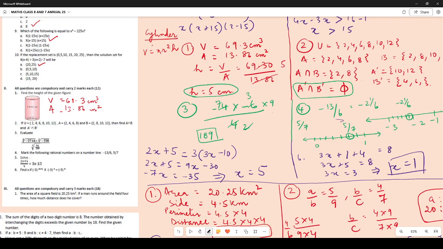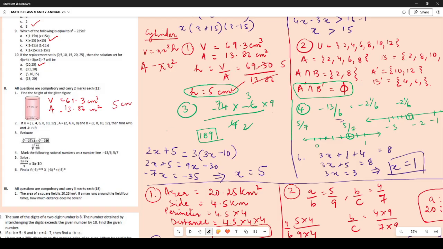So for a cylinder, volume is this and area is pi r square, because we will talk only about the circular area, right? So if you have to find out the height, V divided by A will give you height. So 69.3 divided by 13.86 will give you the height as 5 centimeters. Okay, the answer will be 5 centimeters.